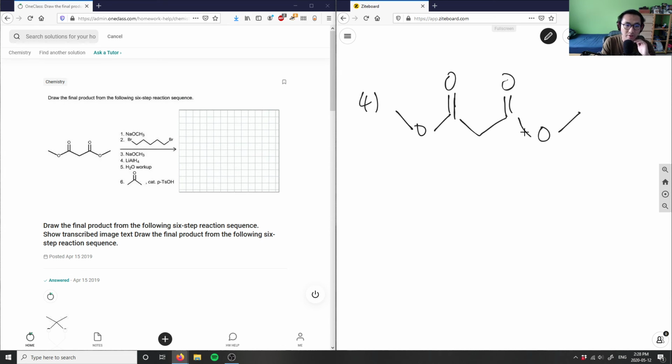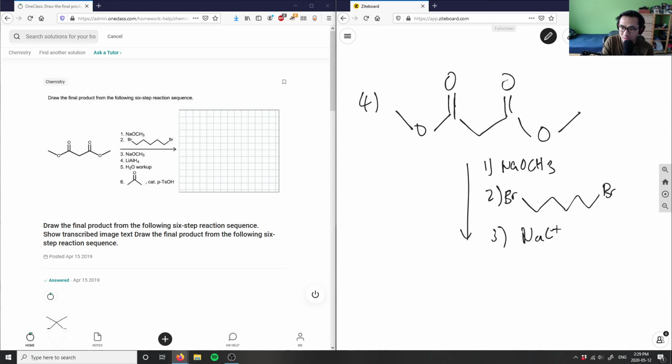And then I have basically 6 steps here, so I have quite a bit. The first one is NaOCH3, so again some type of base here. And then I'm going to add an alkyl chain of Br's. Let's do 1, 2, 3, 4, 5. Okay, that's good. And then step 3 will have NaOCH3 again.